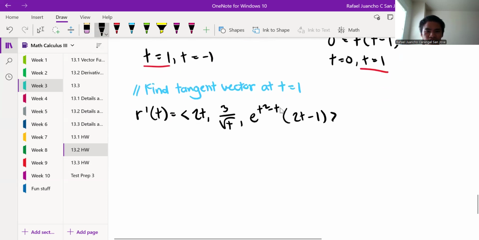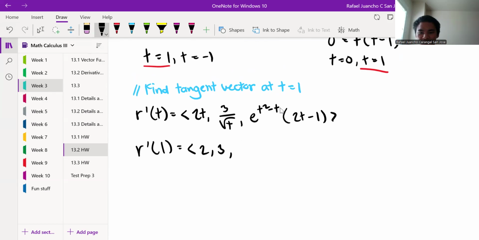And then we get r prime at 1. So here I plug in 1. And so I get 2, I get 3, and okay, this one's 1 minus 1, so that's 0, e to the 0. So this gives me a 1. And this gives me, what is this? 2 minus 1, that's 1. 1 times 1 is 1. So I get 1 here. And that's my tangent vector at that point.